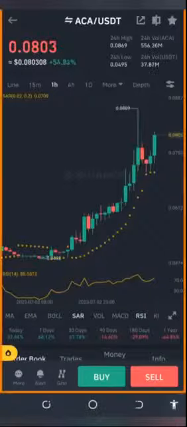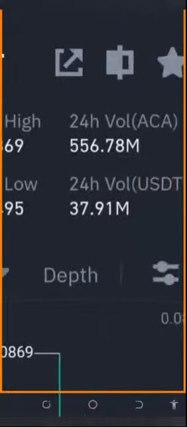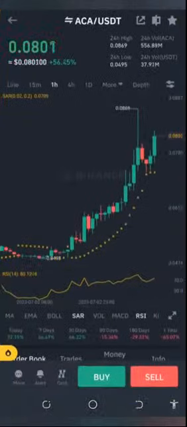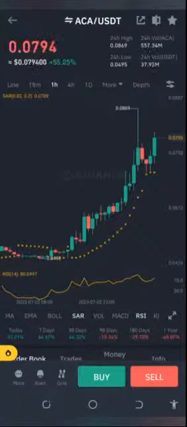Now, first thing you gotta check the 24-hour high, which was 0869, which was cool. The 24-hour low, that means it's really volatile, right? Look at the volume, 37.9 million. Oh my gosh. Now, this is good. These are the two things that we need to really check, right? Then you check whether it's pumping. Once it's pumping, as you can see here, all you just have to do is check the trade, buy, and then set a conservative sell limit.